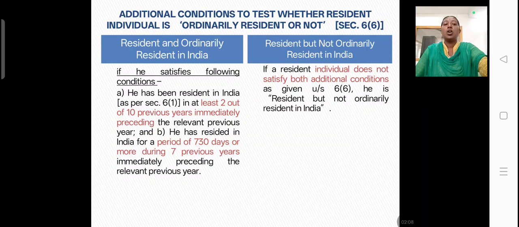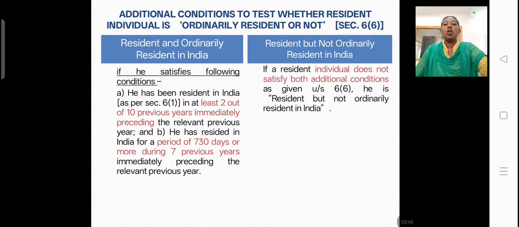Resident and ordinarily resident in India: he satisfies the following conditions. He has been resident in India as per section 6 in at least 2 out of 10 previous years immediately preceding the relevant previous year, and he has been in India for a period of 730 days or more during the 7 previous years immediately preceding the relevant previous year.